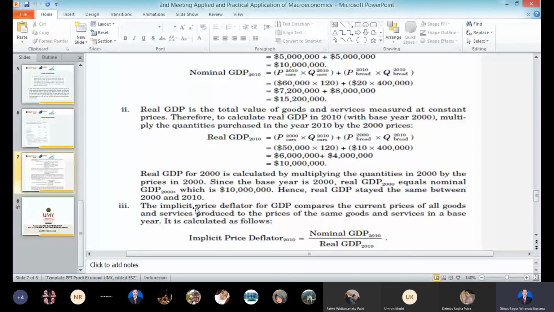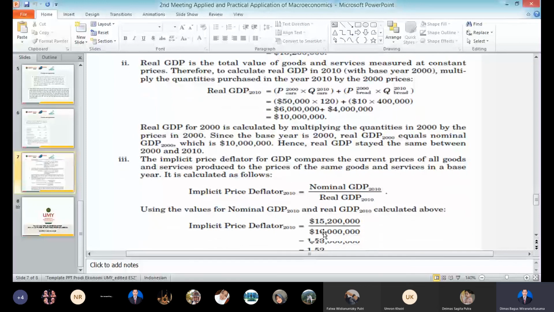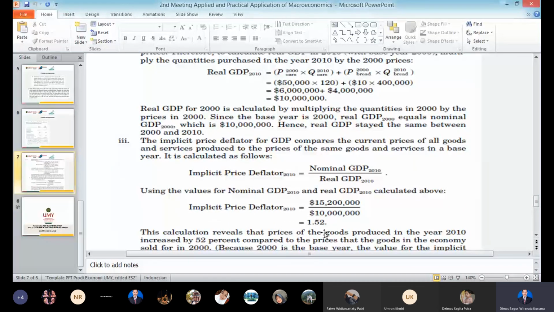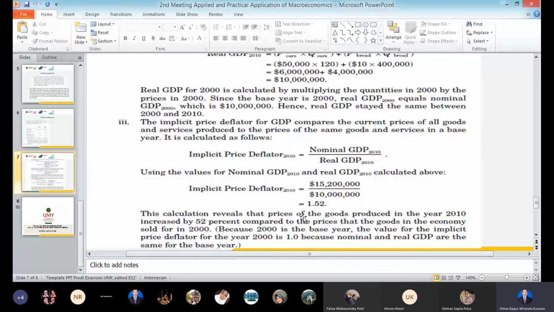For the implicit deflator, you just use the formula, nominal over real: 15.2 over 10, you got 1.52. This calculation reveals that the prices of the goods produced in 2010 increased by 52% compared to the prices the goods sold for in 2000. Because in 2000, the base year, the implicit price deflator is only 1 or 100, since nominal and real values are the same in the base year. Therefore, comparing 1.52 with 1, you got a 52% increase, or inflation of around 52% in one decade.